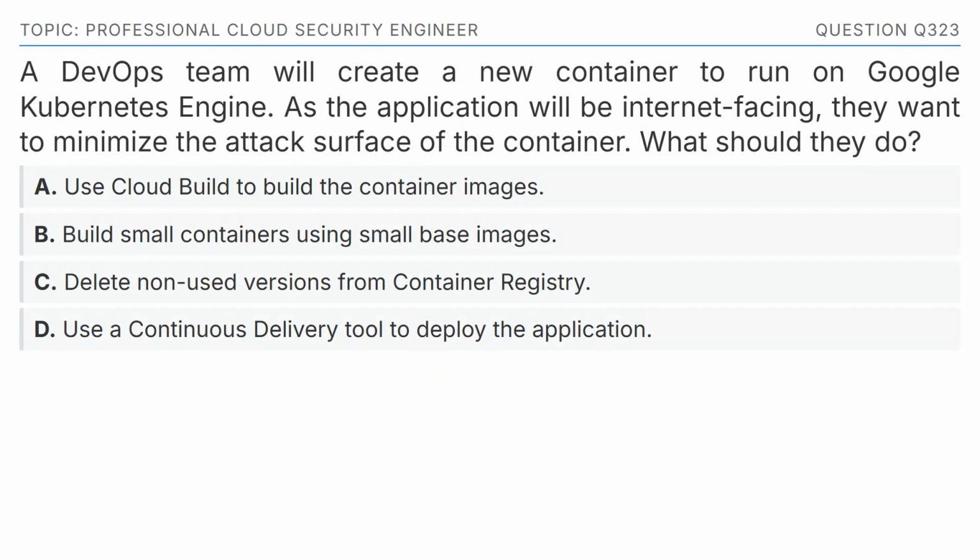A DevOps team will create a new container to run on Google Kubernetes Engine. As the application will be Internet-facing, they want to minimize the attack surface of the container. What should they do? The options are: Option A, use Cloud Build to build the container images. Option B, build small containers using small base images. Option C, delete non-used versions from container registry. Option D, use a continuous delivery tool to deploy the application.